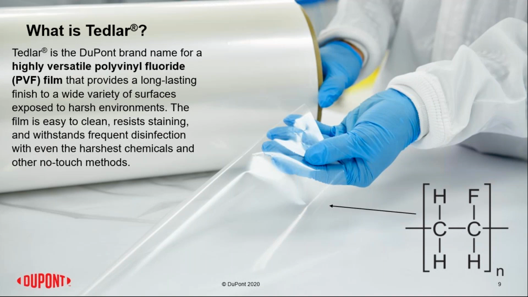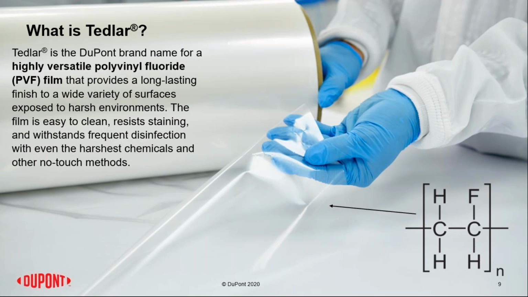So this is a great time to introduce Tedlar. Tedlar is a brand name for a highly versatile polyvinyl fluoride film that provides a long-lasting finish to a wide range of surfaces in harsh environments. And the chemical structure of polyvinyl fluoride is shown at the bottom right of the screen. So it's a linear chain of carbon atoms that are saturated with hydrogen, and one hydrogen in each repeat unit is substituted for a fluorine.